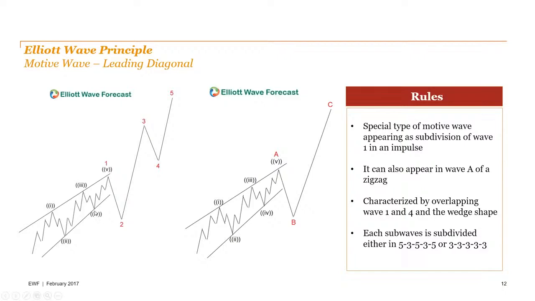That is the characteristic. If you remember, in the traditional impulse, the wave 4 cannot overlap with the wave 1, right? Cannot overlap, cannot touch the price territory of wave 1. But in a diagonal, it can, and usually it is overlapping. And then also the wedge shape, so it looks like a wedge. So this is called a leading diagonal, okay? It usually happens in the wave 1 or in the wave A of an ABC.